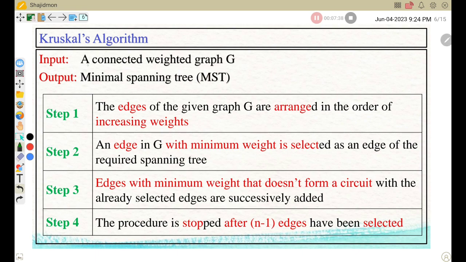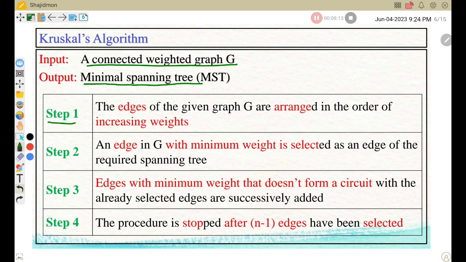So in Kruskal's algorithm, what are we getting? We are getting a connected weighted graph as the input. The output needed is the minimal spanning tree, correct? You can represent it as MST. MST means minimal spanning tree, short notation. So output we need is the minimal spanning tree. We are giving a graph, we need the minimal spanning tree and the weight of the minimal spanning tree. So these are the steps we need to do, step 1, step 2, step 3 and step 4.